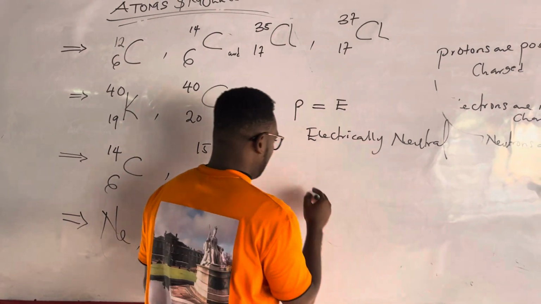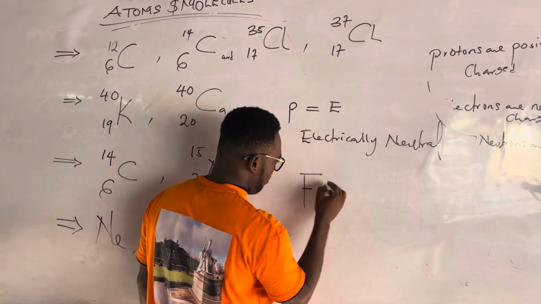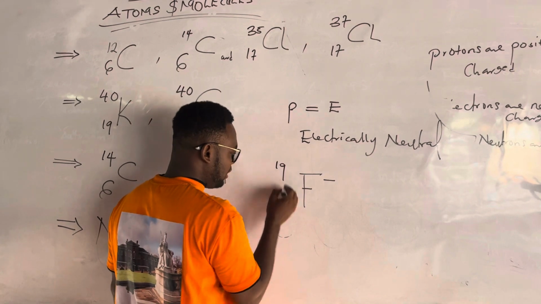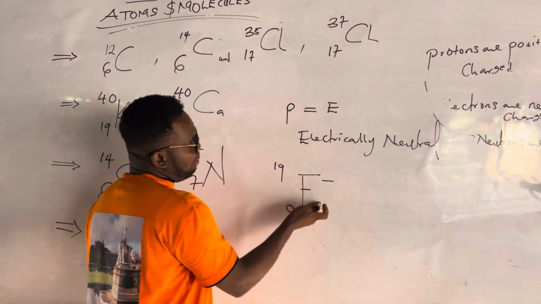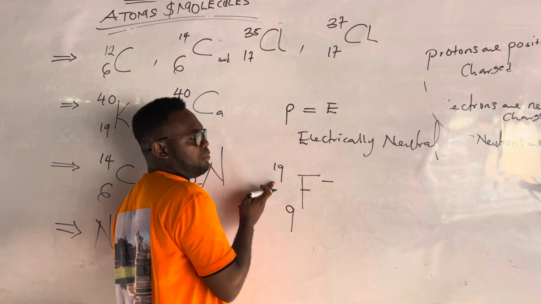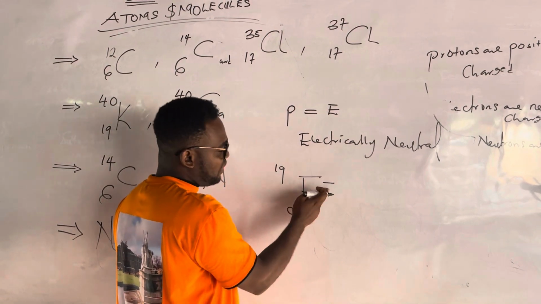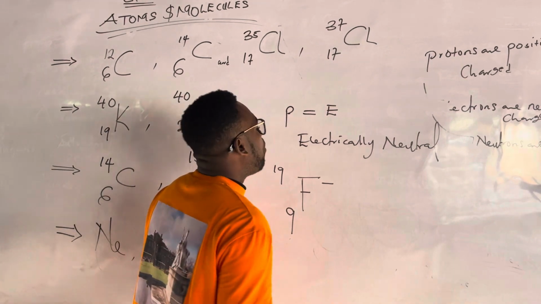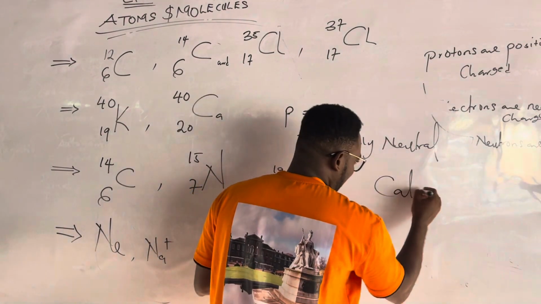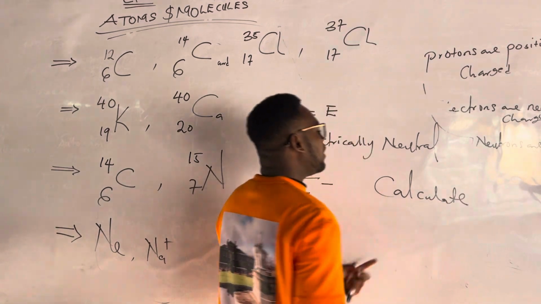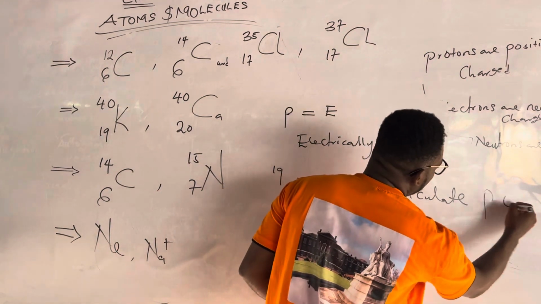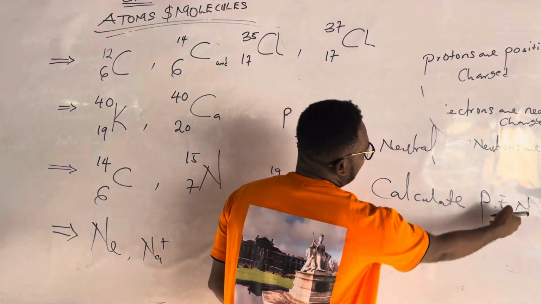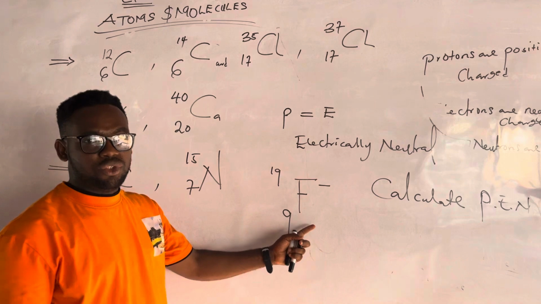Now, if I give you something like this, F minus, and I give you F, here should be 19, and here should be 9. The atomic number of fluorine should be 9, while the mass number should be 19. And of course, here I'm showing you that it has a charge of what? -1. What if I'm asked to calculate from this information? I am asked to calculate PEN. What does it mean? I am asked to calculate proton, electron, and neutron. What am I going to do?